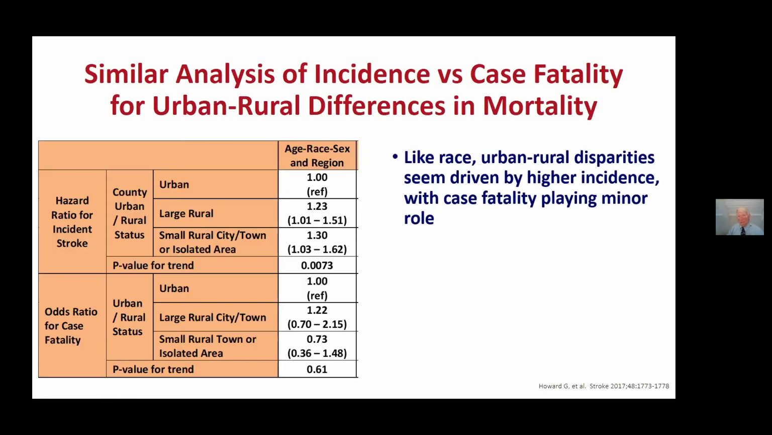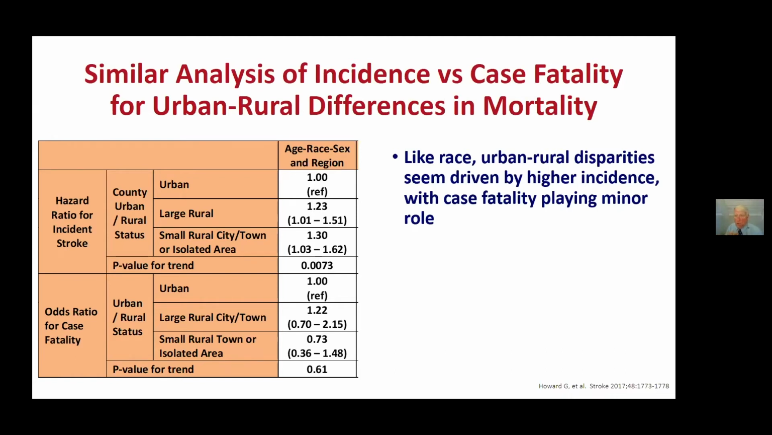And so again, if we want to attack these urban-rural differences, really what we need to do is to be working in the rural areas to prevent people from having more stroke, rather than working in the hospitals for better care.